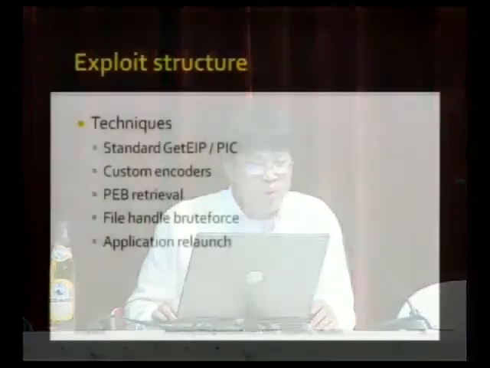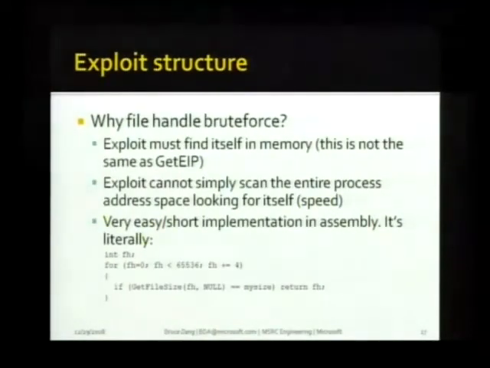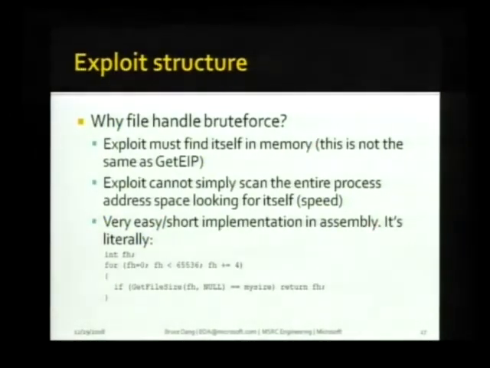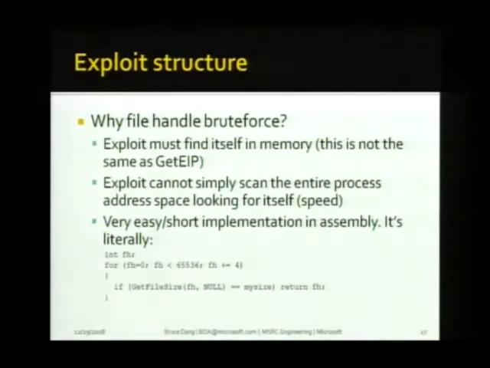Sometimes it crashes, but still works. But nowadays the attackers are pretty smart people, so it doesn't crash anymore. So why do they need to use file handle brute force? The reason why is the exploit needs to find itself in memory, and by this I mean not get EIP, but to find the physical content of the file. They need to find that. And in order to do that, you need to get a file handle to it.